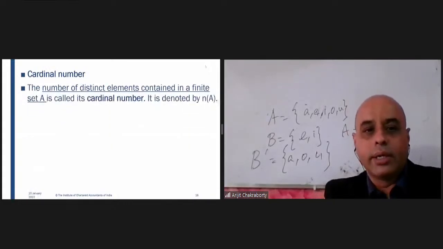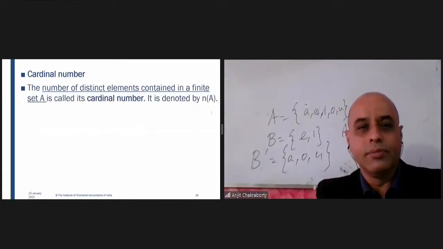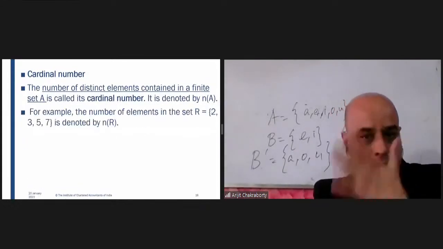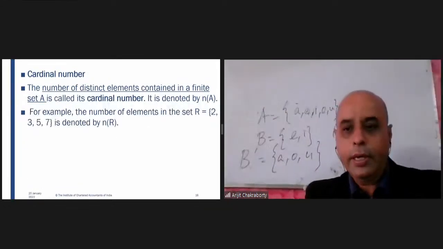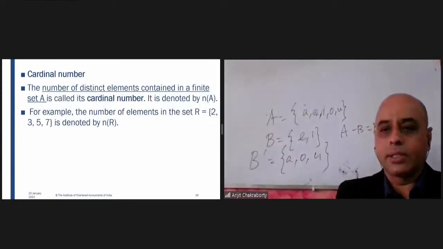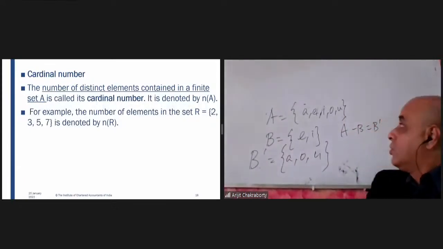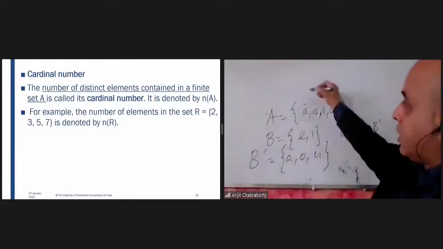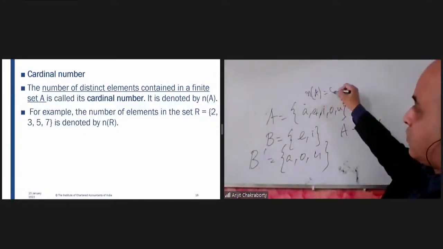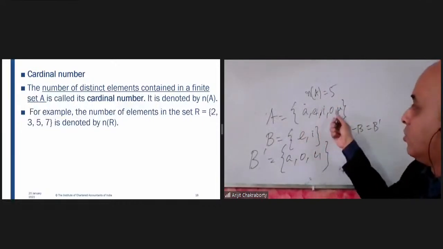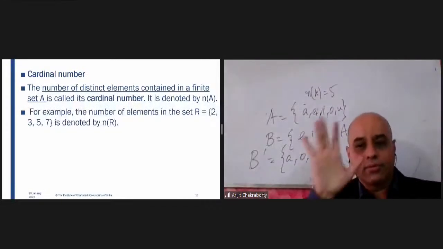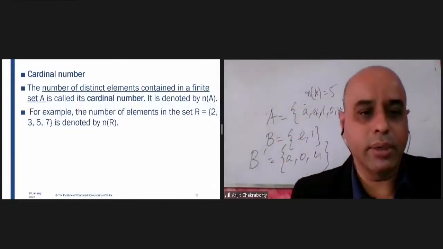Now we come to the cardinal number. Very, very simple. We have already done it. The number of distinct elements in a finite set is called the cardinal number. So what is the cardinal number of set A? The cardinal number of set A, n(A), is 5, because A, E, I, O, U, there are 5 elements. The number of elements in set A is 5, so the cardinal number is 5.